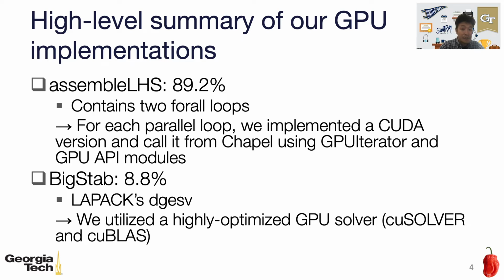And here's a high-level summary of our GPU implementations. The assembleLHS part contains 2 forall loops, for which we implemented the CUDA version and call it from Chapel using our GPUIterator and GPUAPI modules. The BiCGStab part essentially calls the LAPACK dgesv, which solves a linear equation using an LU decomposition, for which we utilize a highly optimized GPU solver, which is the cuSOLVER and the cuBLAS.